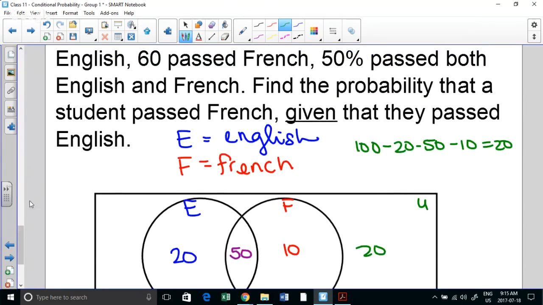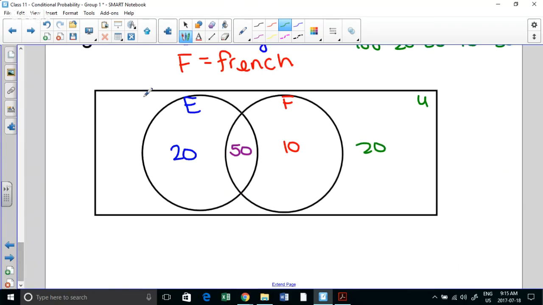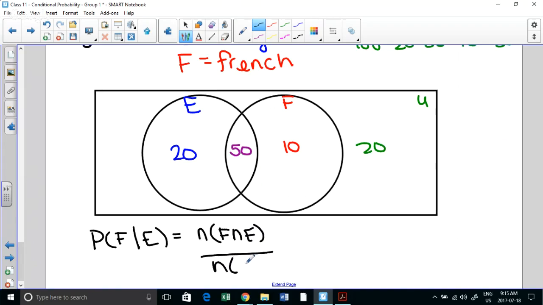So we want the probability that a student passed French given that they passed English. So we have the number of the intersection, F intersection E, and the number of E. So I have 50 over E, which is 70. So that reduces to 5 over 7.